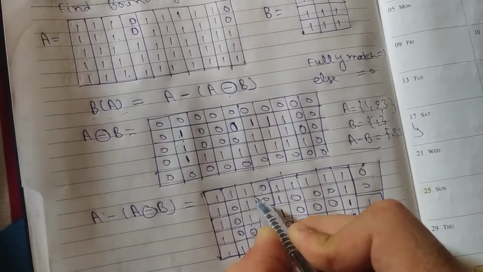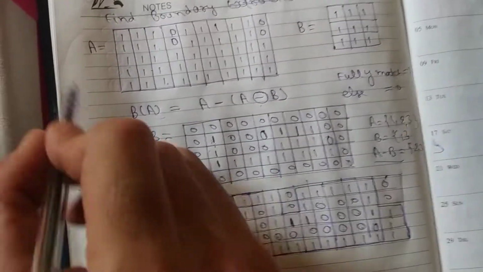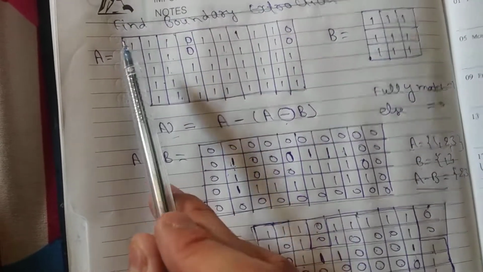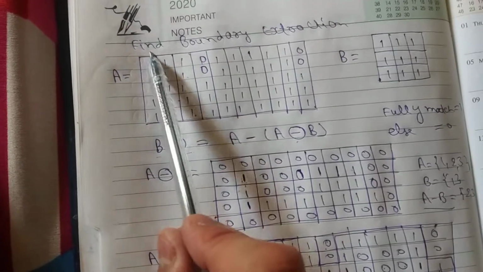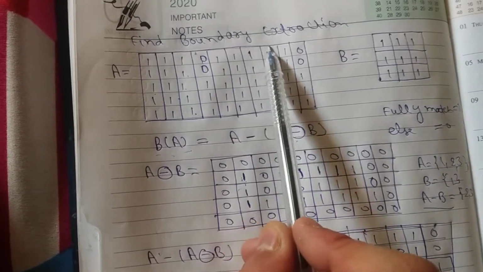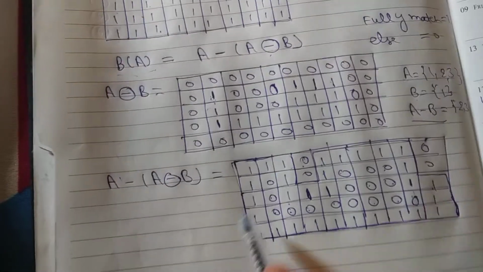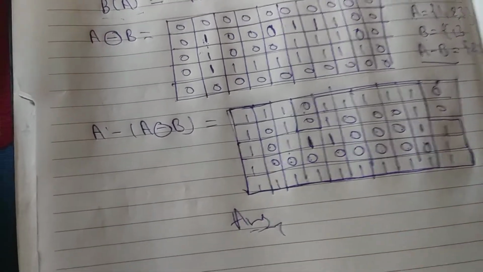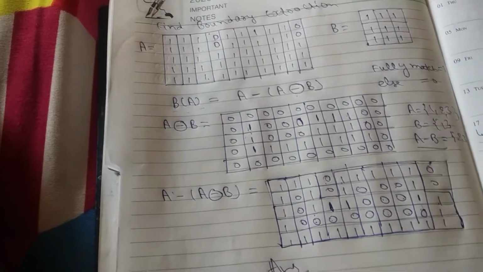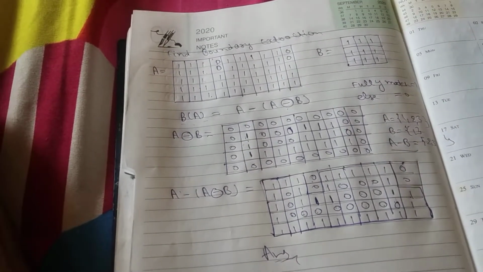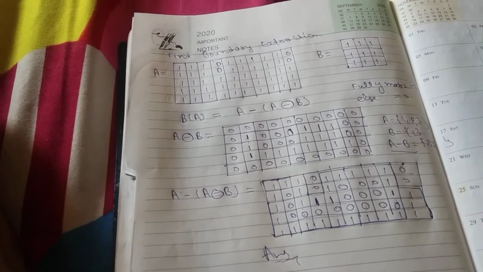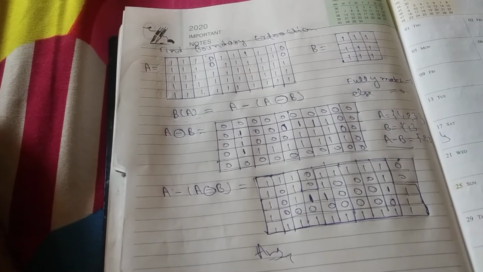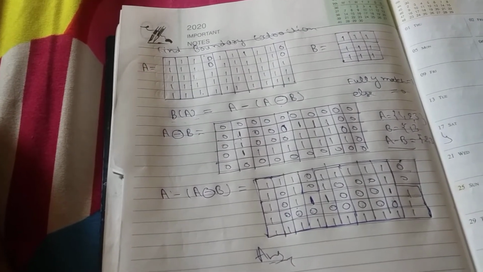And how can you figure out the boundary? If you look at the boundary here, you will see that it is like this. So this is the answer to this question. Hence, I hope you learned how to find the boundary extraction. Please make a note of this problem. This is very important from the exam point of view.